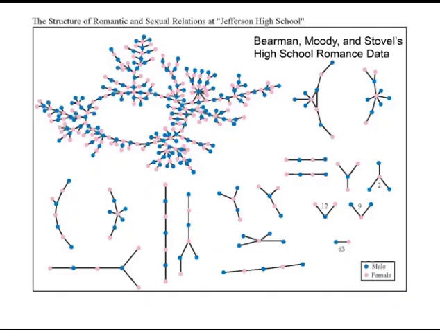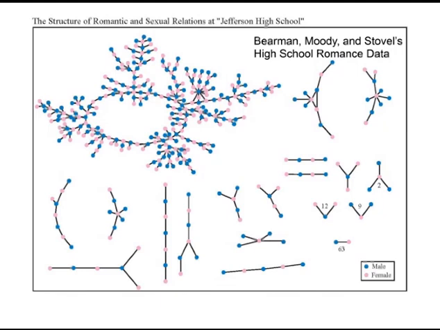Another example here is one which comes from the EdHealth dataset. This is a set of students in a high school in the US, color-coded by gender, male and female, male blue, female pink in this picture. And a link between two indicates that they had a romantic relationship inside an 18-month window during which these data were collected.